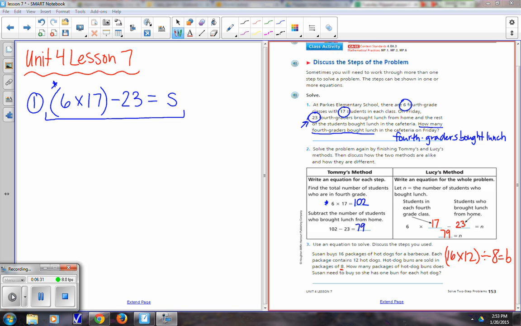I'm going to, again, let you figure that one out and tell me how many packages of hot dog buns she needs. And we'll discuss this answer in math workshop tomorrow. But I've set up the equation for you. You should be able to do the standard math.